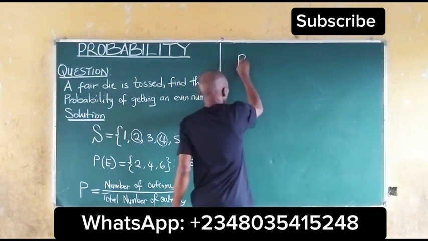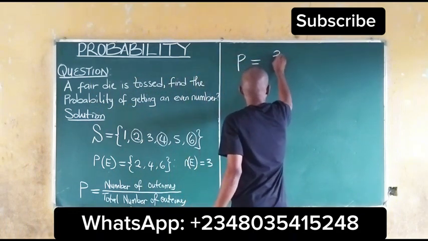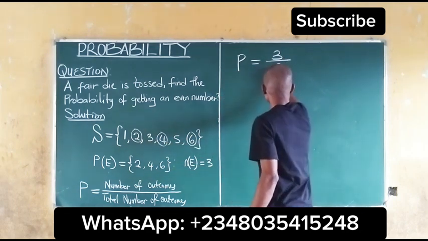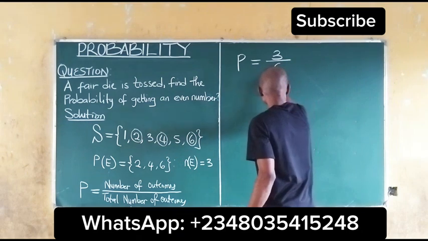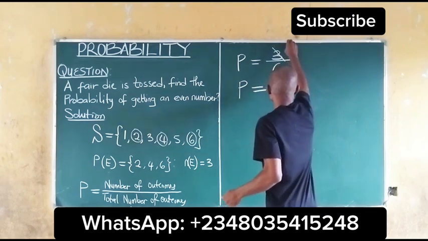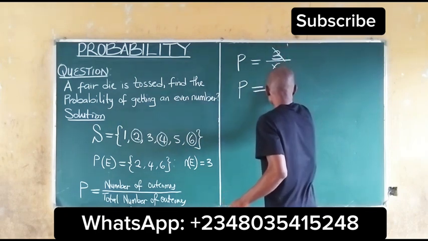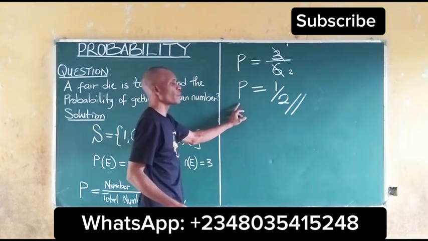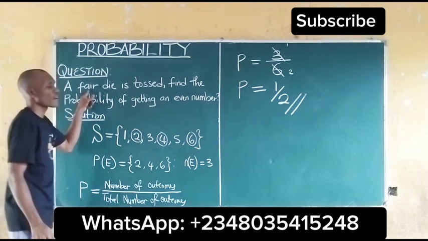So our probability will now be equal to 3 all over the total number of outcomes we have in this probability, which is 6. So it then means that our probability, of course, 3 here, 1, 3 here, 2, is 1 all over 2. So this is how we can compute the probability for a fair die.